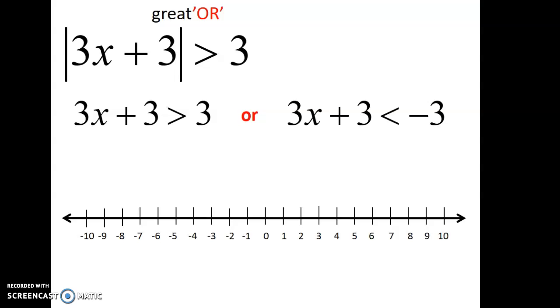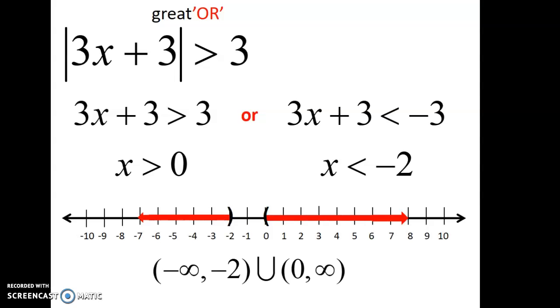The first one is x is greater than 0. The second one is x is less than negative 2. Put a parenthesis on 0 going to the right, a parenthesis on negative 2 going to the left, and write your interval notation. Hopefully you've gotten this all right. If not, make sure that you go to a Zoom session and ask some questions.